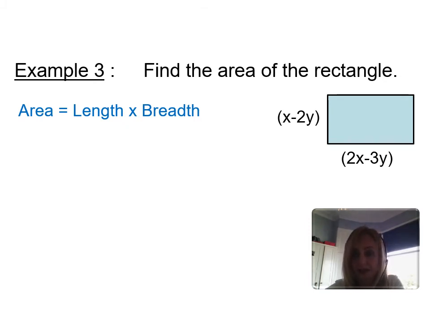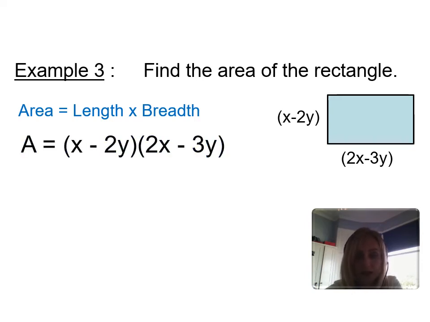It doesn't matter the fact that it's not numbers, it's not 5 times 4, it's algebra. We can still apply that same process. So area is length times breadth. It doesn't matter which way around you do this as well. So I've just, as I've seen it there, the x minus 2y in brackets multiplied by 2x minus 3y. And then it's a case of removing those brackets, so we can split the first bracket and multiply everything by the second bracket.